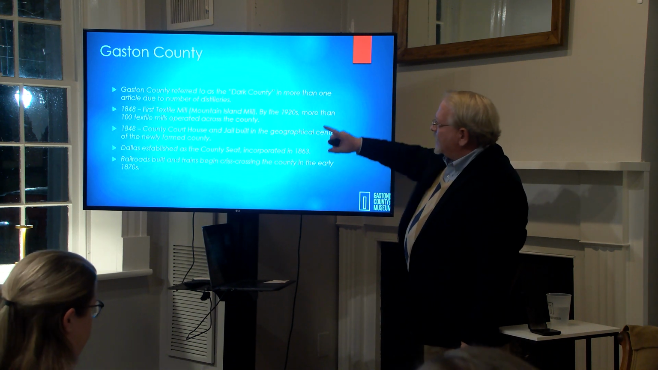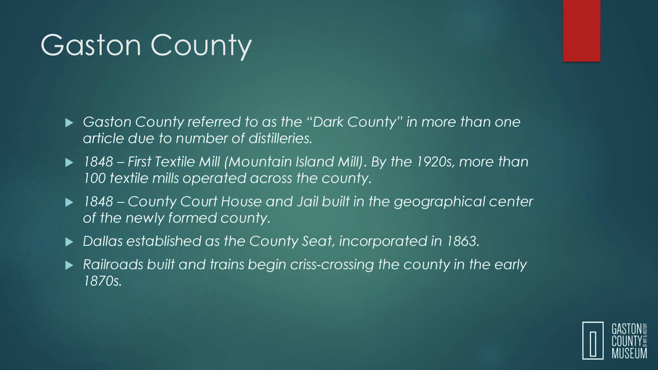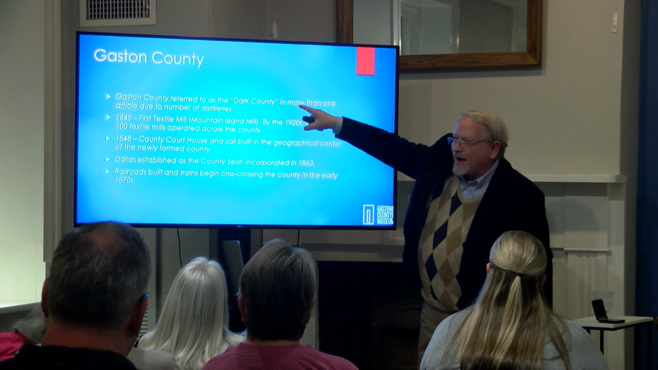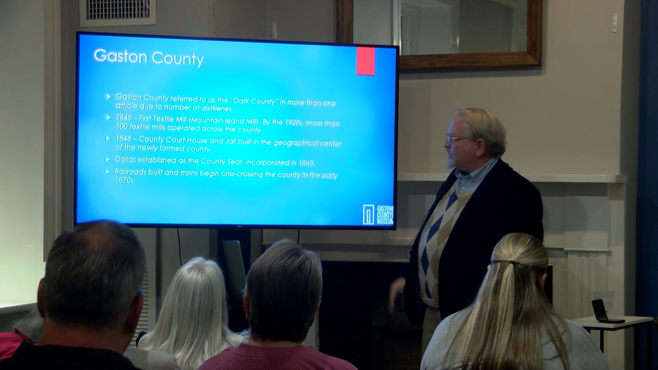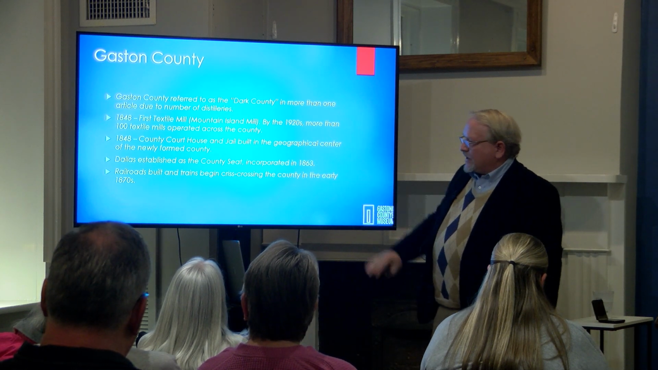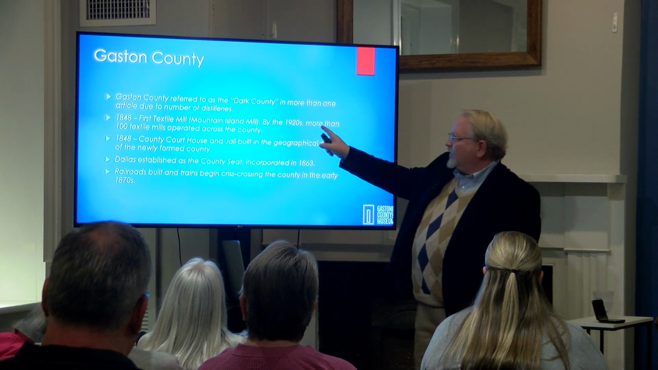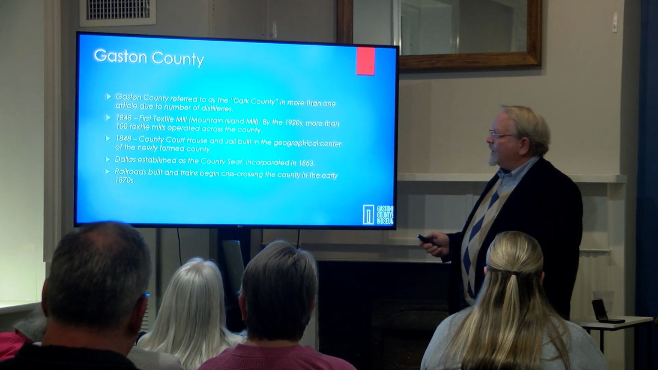And then finally, we were kind of looked down upon to start with. We were called the Dark County because we had more legal and illegal distilleries than any other county in the state. Imagine that. But then 1848 turned things around. The first textile mill, the courthouse across the street was built, the jail across the street was built. Dallas was established as the county seat. And then as early as the 1870s, the train started crisscrossing and we grew like crazy. We had over 100 textile mills by the 1920s, 70 years after that, humming away.